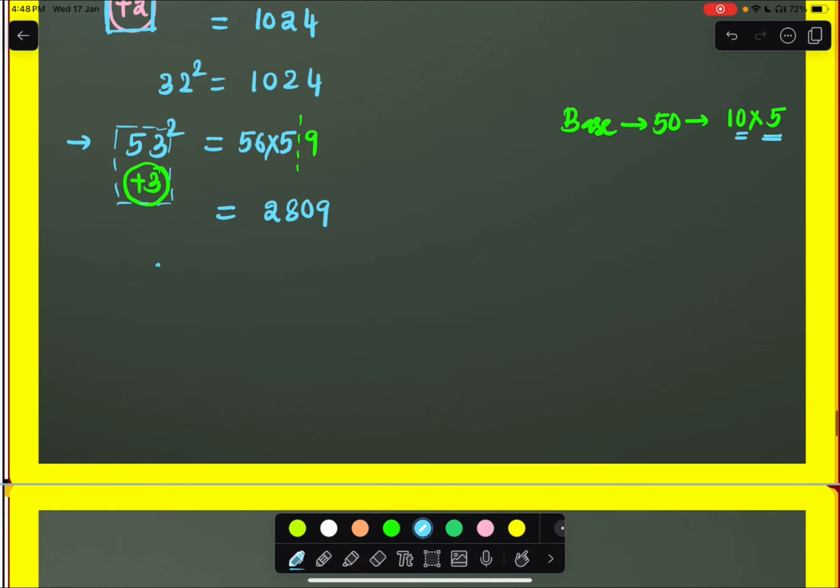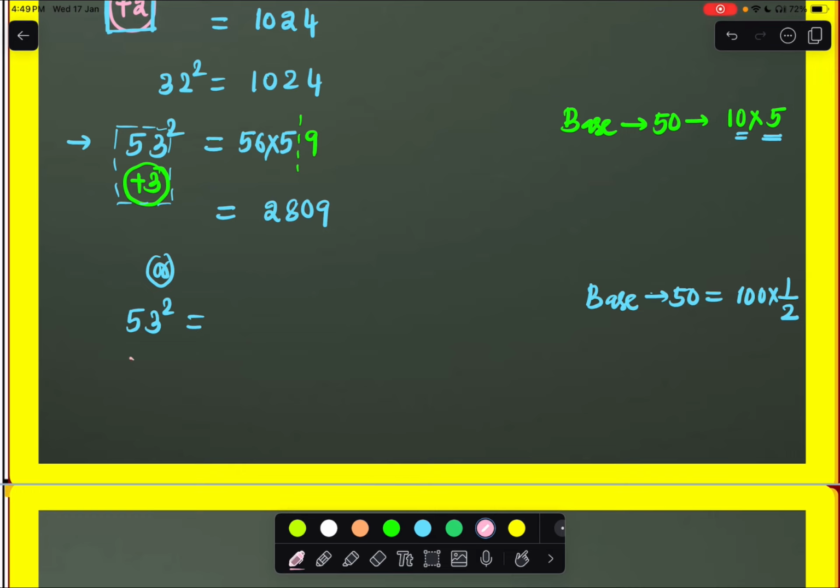Same thing we can handle differently also. Suppose I'm taking 53 square in the same way, but base is 50 only. I'm taking this 50 value, I'm writing in terms of standard base. Other base I can take, right? It is nothing but 100 into half I can consider, right? 100 into half. In the same fashion, can you get it? Yes, we can get it.